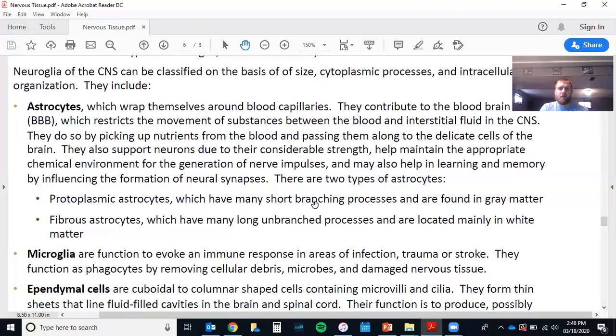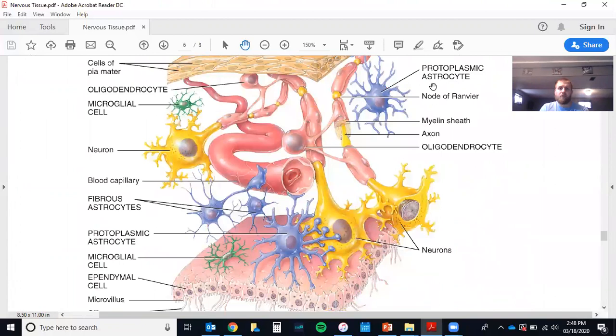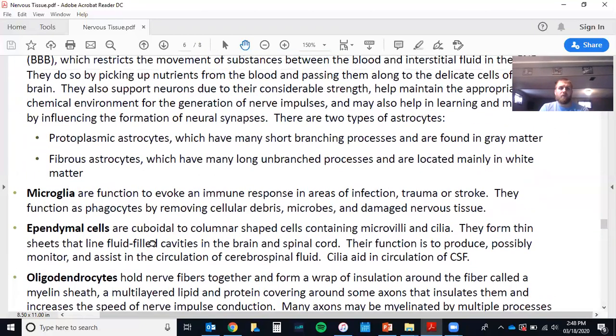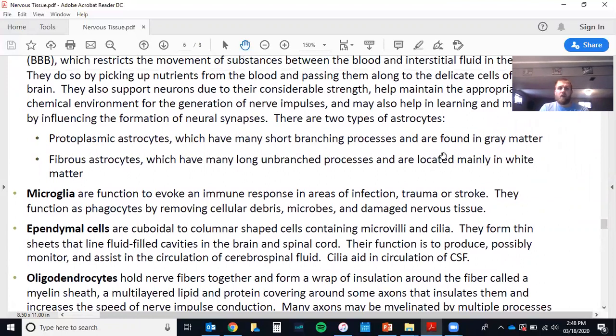If you haven't noticed yet, the picture at the bottom shows 2 types, protoplasmic and fibrous. The difference relates to where they're found. Protoplasmic, we'll talk about what gray matter is here in just a second, whereas fibrous are found in what we call the white matter. Another difference is these are going to have short branching processes, whereas fibrous are going to have much longer unbranched processes.